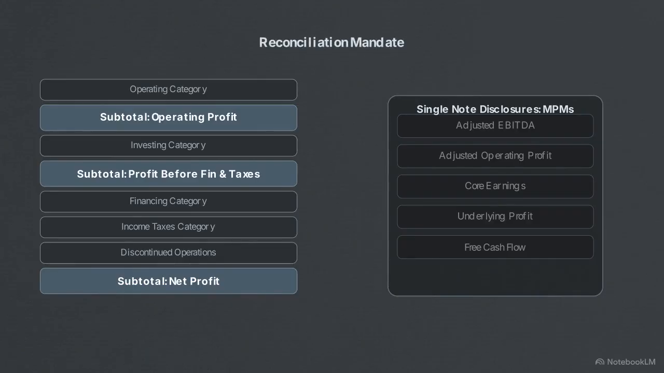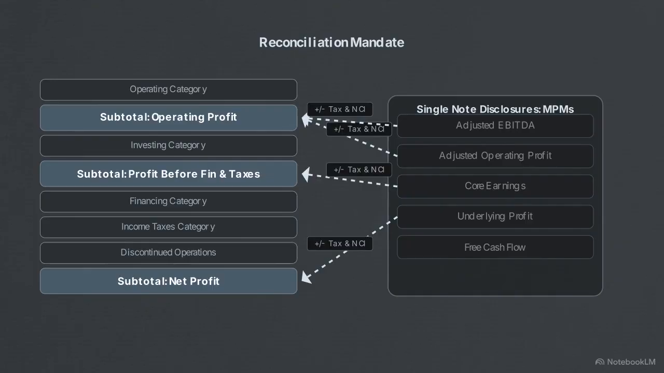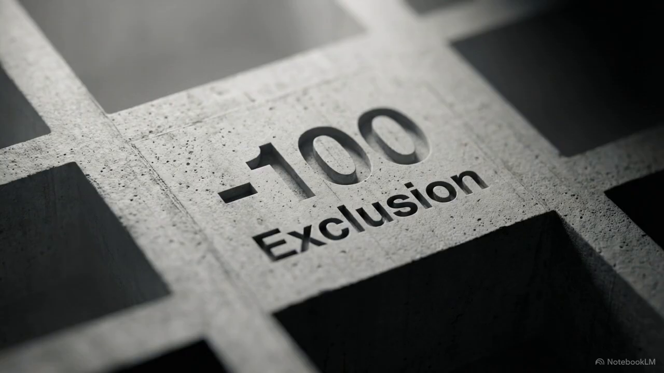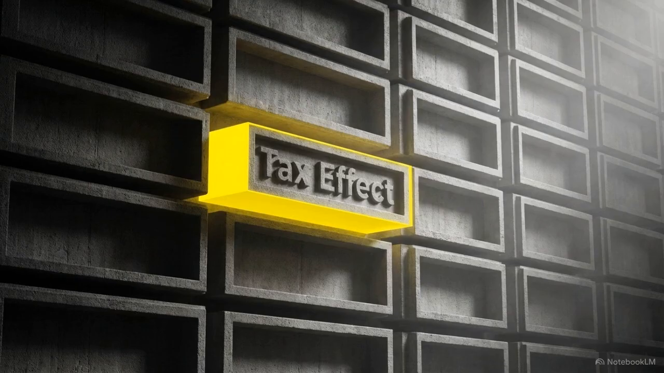Once classified as an MPM, it triggers the reconciliation mandate. Every adjusted metric must mathematically map back to the mandatory IFRS subtotals. Inside this single note, management must provide explicit disclosures detailing exactly what was excluded to create the adjusted metric and the logic behind that exclusion. Furthermore, they must disclose the specific tax and non-controlling interest effects for every single line item they adjust.